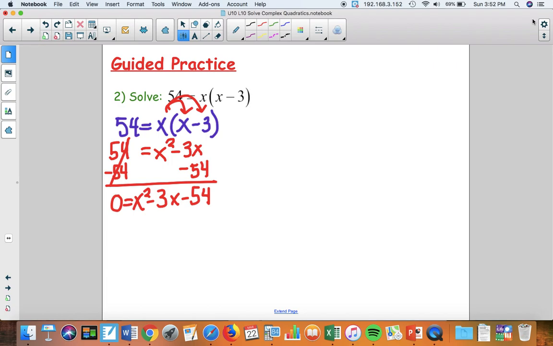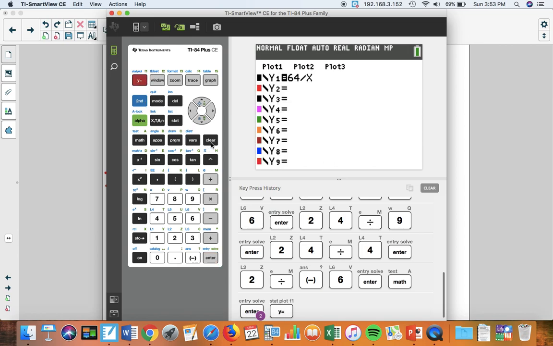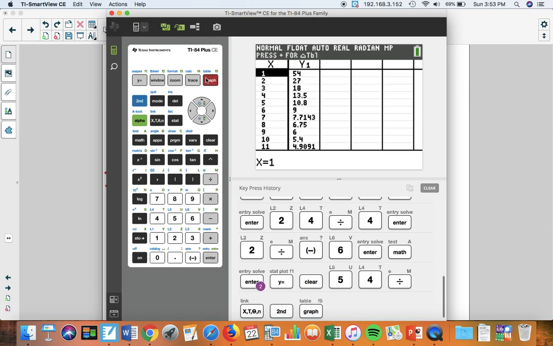If we do factor, we have 3 terms, and we have no number in front of the x squared. That means we would be using trinomial. If we use trinomial, we would need to find 2 numbers that multiply to 54 and add or subtract to 3. So let's see if that's possible. We can go to our calculator, go to y equals, we could do 54 divided by x, and let's look at the factors.